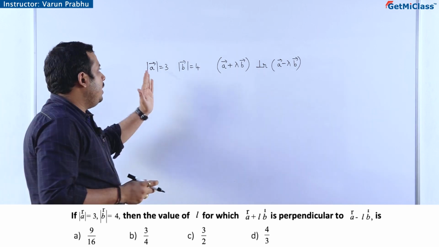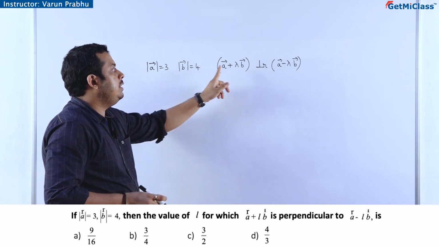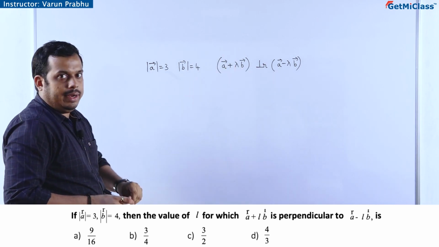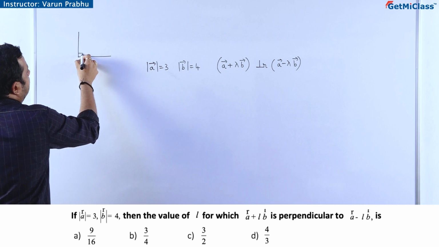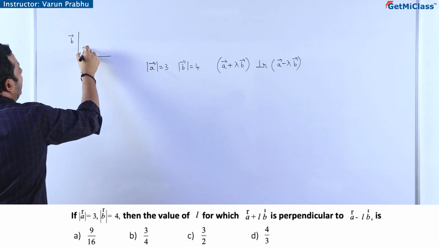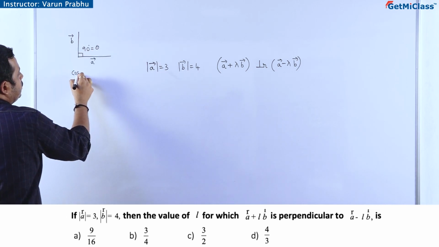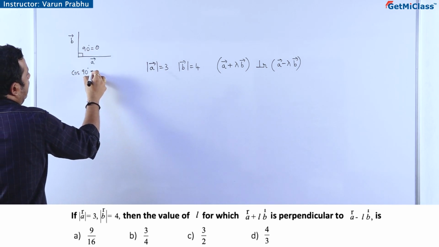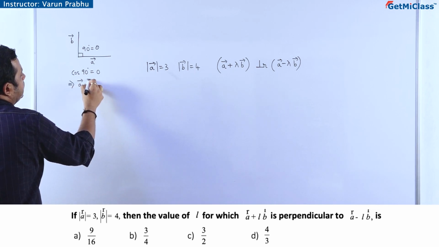It's told in the problem that magnitude A is 3, magnitude B is 4. Now, the value of lambda for which this vector is perpendicular to the other vector. When two vectors are perpendicular to each other, if I call this vector A and this vector B, then theta is 90 degrees, which means cos 90 should be equal to 0. This implies that the dot product between the two vectors is equal to 0.